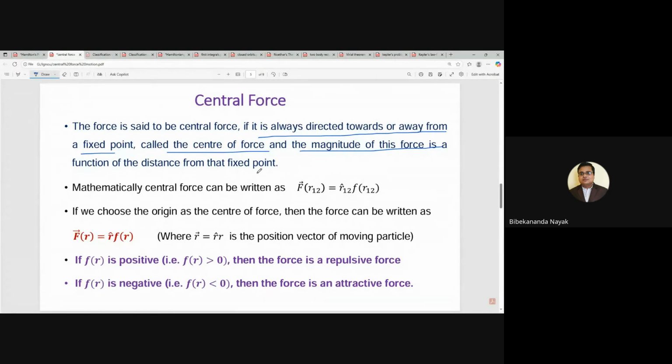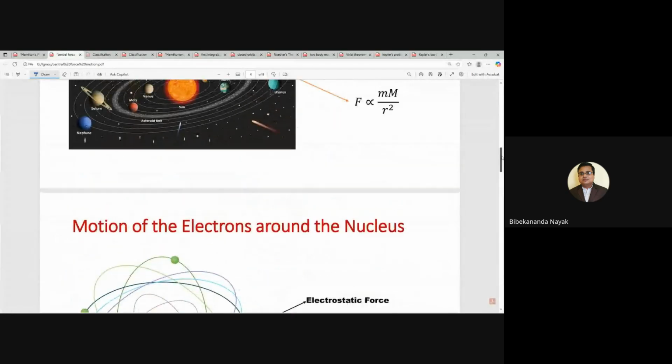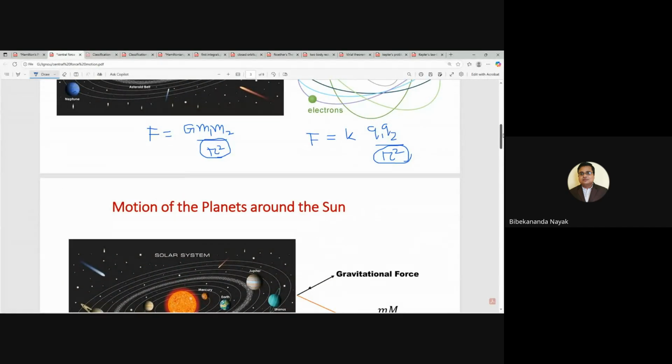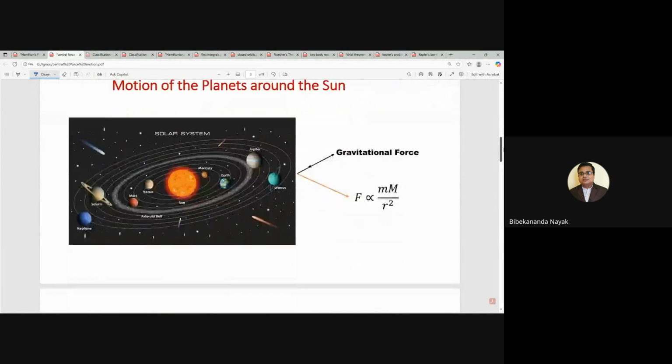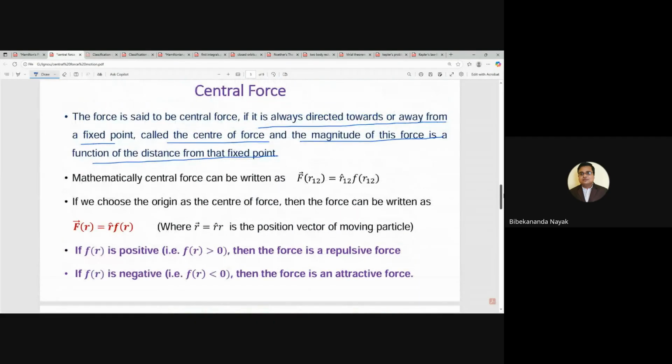And the magnitude of this force is a function of the distance from that fixed point. Here you see the magnitude depends on mass, where two masses are fixed or two charges are fixed, and on the distance of separation. It is only a function of the distance of separation. So mathematically, a central force can be written with a direction along the line joining the sun and earth or electron and nucleus. So it is along the position unit vector r cap and a function of r only.